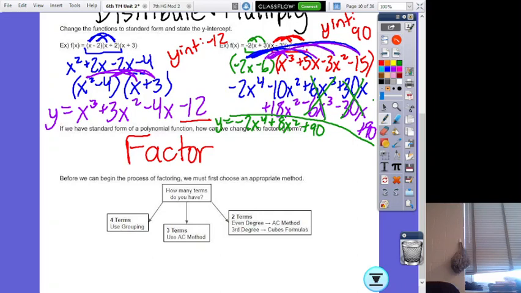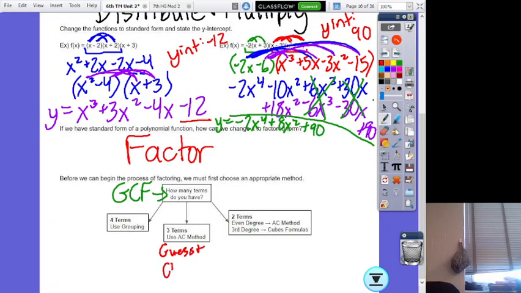Okay, so the first thing that you do before you even get here is you go to a GCF and you look for that. And then you get into this and you ask yourself how many terms there are. If you have 4 terms, you're going to use grouping to factor. If you have 3 terms, you're going to use the AC method. Now, some of us learned guess and check within this. If that sounds familiar, that's what you're doing there.